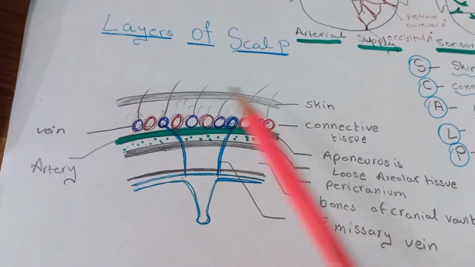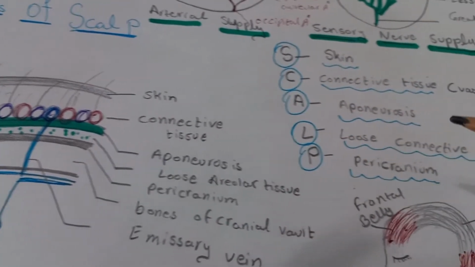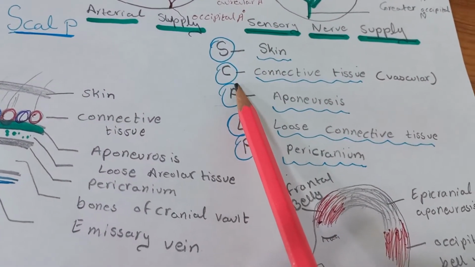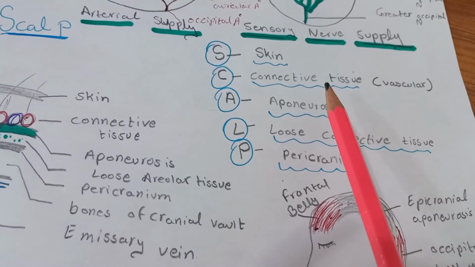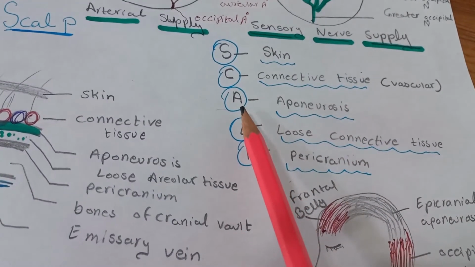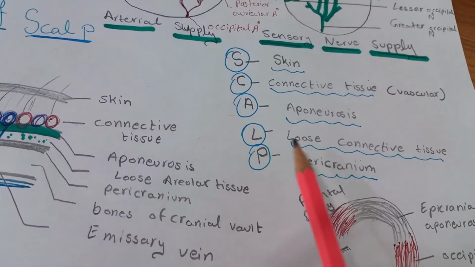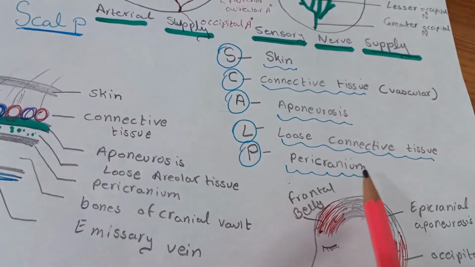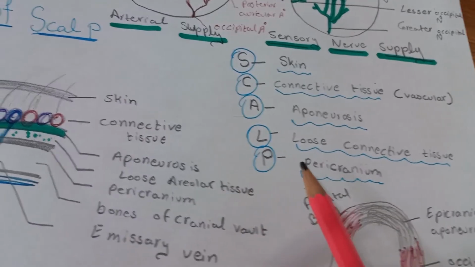So for the layers of scalp, we have a mnemonic: SCALP, scalp. S for skin, which is the first layer. Second layer is the connective tissue layer, which is highly vascular in nature because it contains numerous vessels, arteries and veins. Arteries are the branches of external and internal carotid artery. Third layer is the aponeurosis. Fourth layer is loose connective tissue, and the fifth layer that covers the skull bone is pericranium. So this is a mnemonic for the layers of scalp.